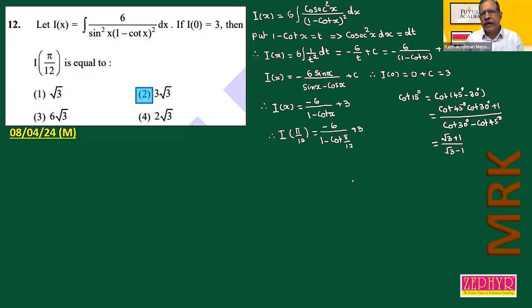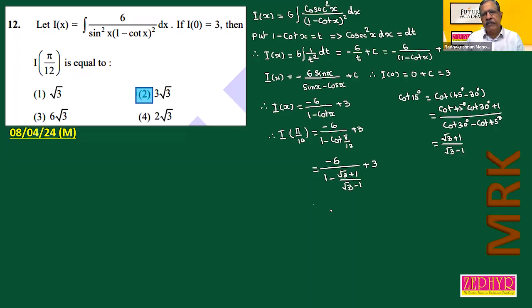Now you simplify and evaluate. The answer will be 3 root 3. Are you not getting 3 root 3? That is why this question is difficult. Simplification part is a little difficult. 1 minus root 3 plus 1 divided by root 3 minus 1, plus 3.